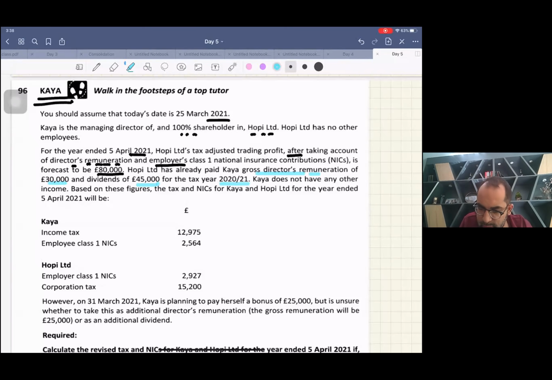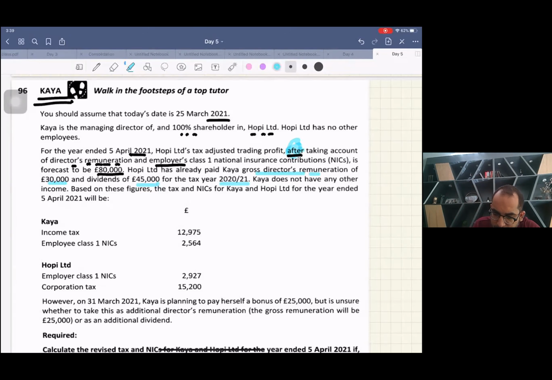Sir, how do you know? See what is written: they have used the words "after taking account". So existing salaries, and this is a technical thing, please don't sleep, existing salary and existing class 1 employer NIC have already been deducted from this 80,000, don't forget. So now we have to do additional planning.